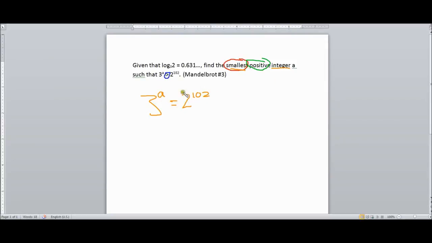Let's start the problem. Okay, so what do we see right from the get-go? We have this given. So we want to put one of these into that form. Of course, we can't put the 3^a in that form because we're doing the log of 3. So we're going to try to put this 2^102 in that form.